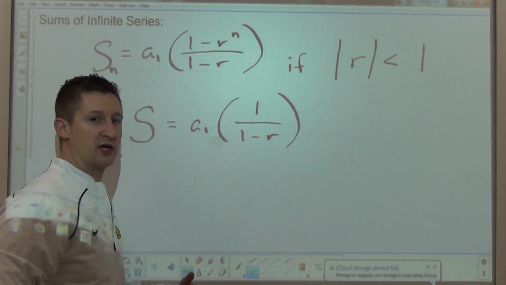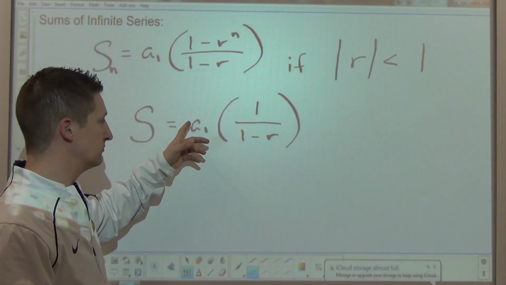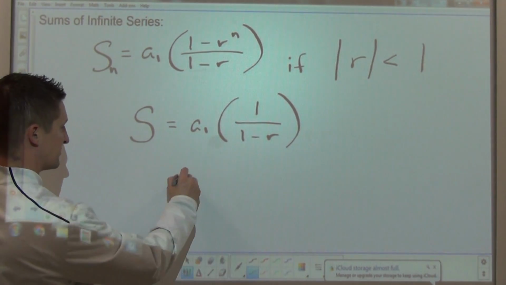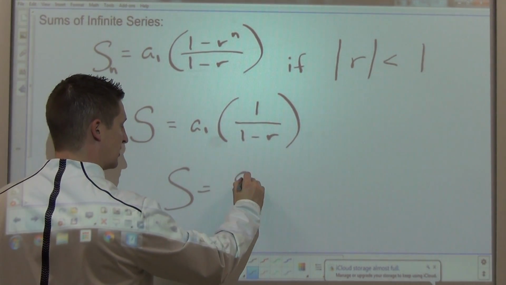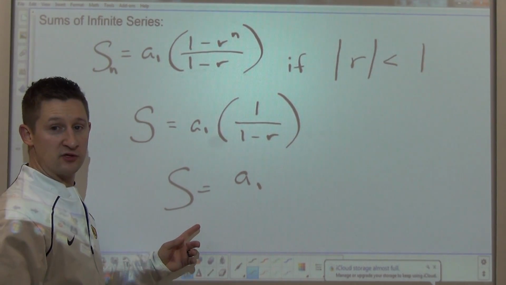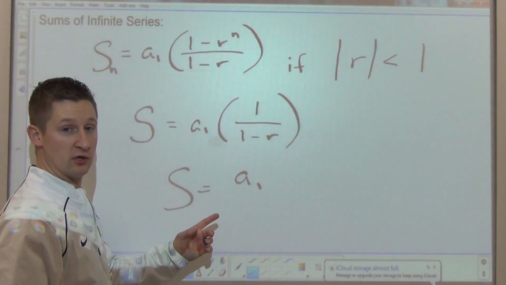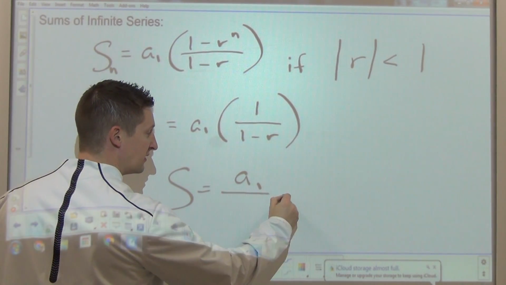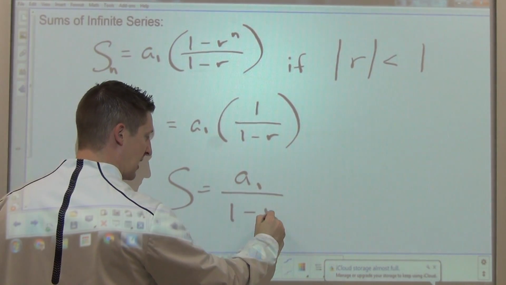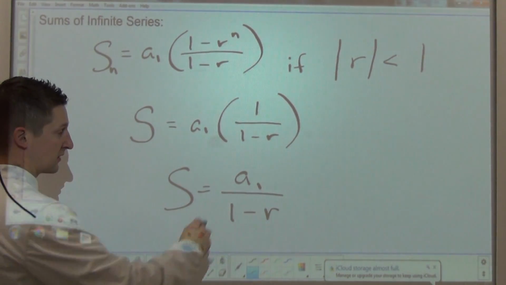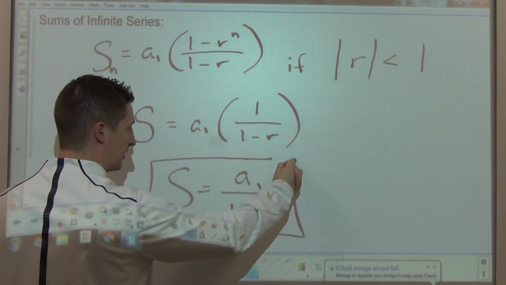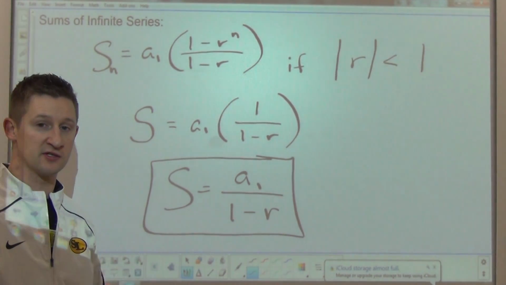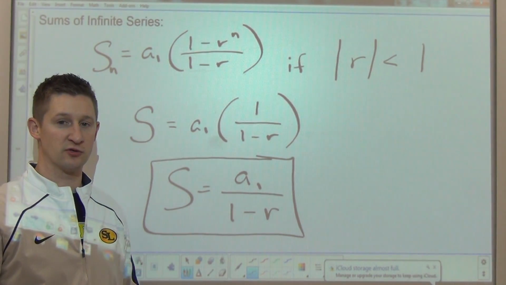And an even simpler looking version of this would be to multiply it together: a1 times 1 is a1. So here's the actual formula that we're going to use to find the sum of an infinite geometric series where the common ratio has an absolute value less than 1. We take the first term divided by 1 minus that ratio. There would be our formula that we're going to use for the majority of the problems in this lesson as we practice finding the sums of infinite geometric series.